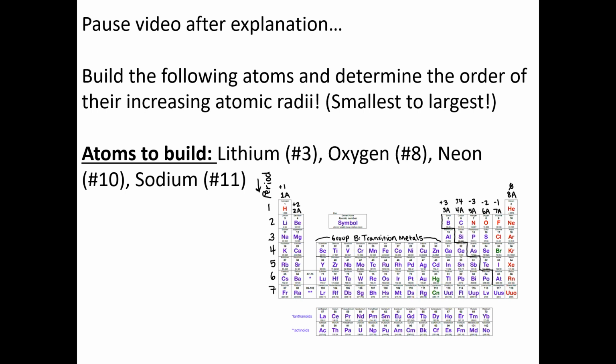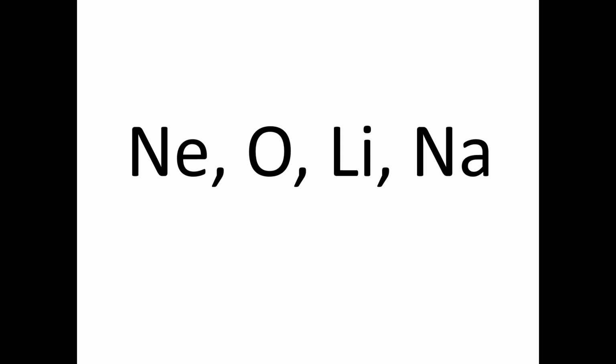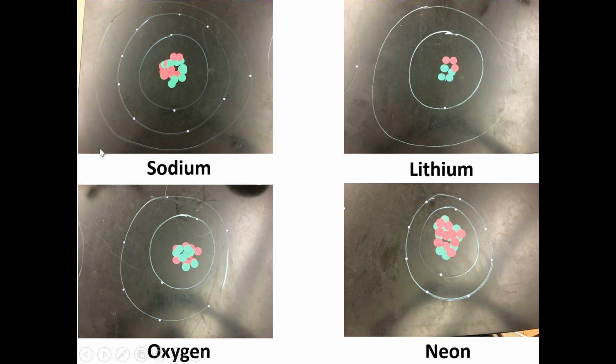All right, I'm going to reveal the answer. Neon was the smallest, then oxygen, then lithium, and sodium is the largest. So how do we make sense of that? So I built these with little dots, and I drew rings on the table. So let's start with the smallest. Neon only has 2 shells of electrons, and it has the most positive protons in the middle. It's got, the red ones are the protons, it's got 10 protons, pulling in 2 shells.